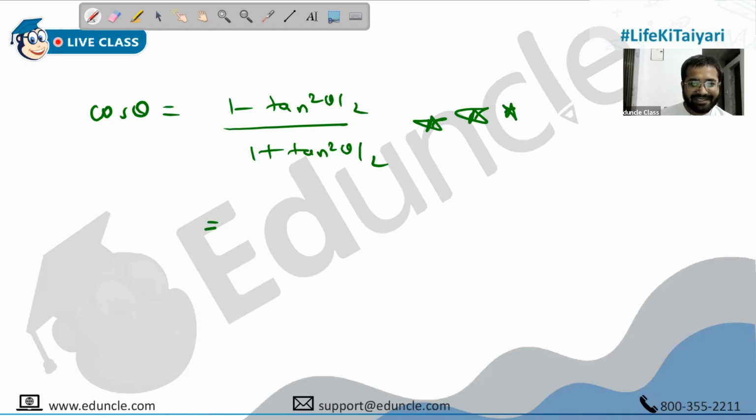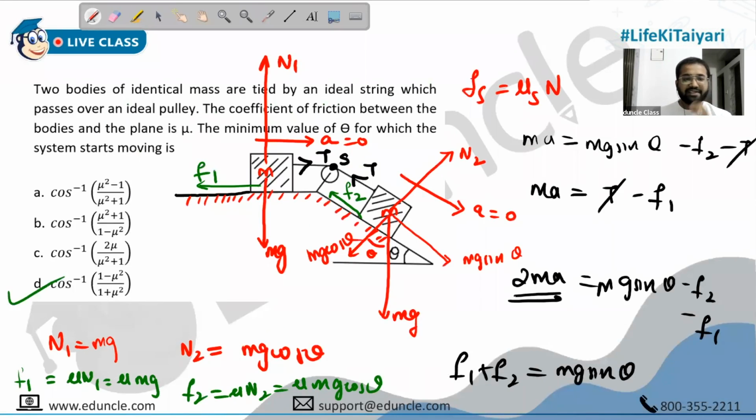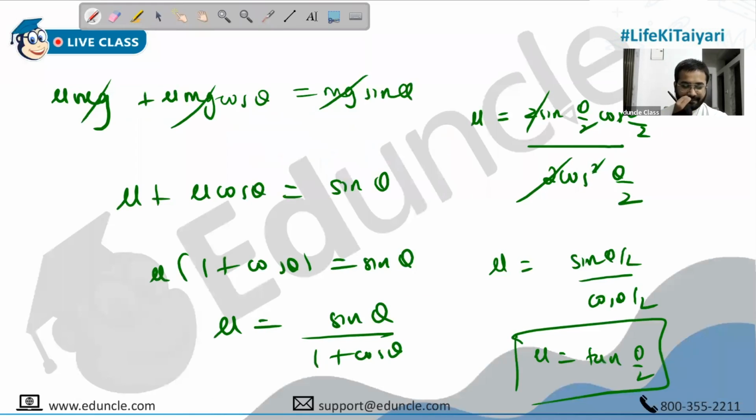Okay. So this is 1 minus mu square upon 1 plus mu square. Theta is actually cos inverse of 1 minus mu square upon 1 plus mu square. Okay, go ahead and copy, please. Take your time.